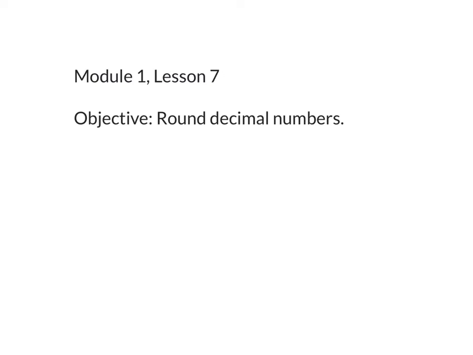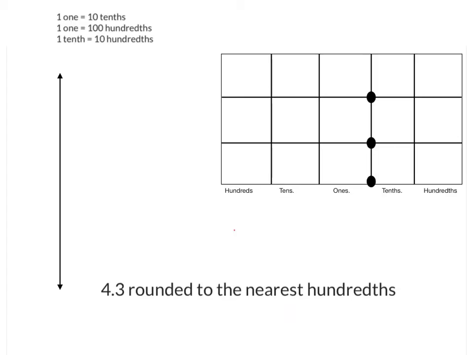Today we are working in Module 1, Lesson 7, and our objective today is to round decimal numbers. Our first step before we can begin rounding is to decompose our number. And so we'll take a look here. We'll begin decomposing this number by looking at our ones place. And in that ones place, we have 4 ones. And when we move on to our tenths place, we have 3 tenths.